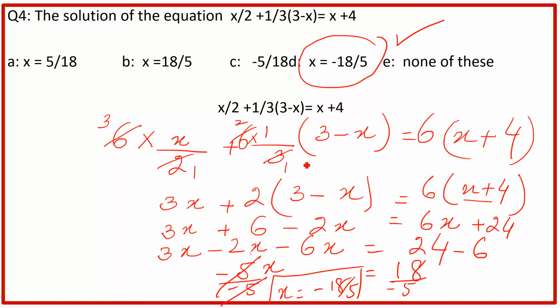If you want to check whether your answer is correct or not, put x equal to minus 18 over 5 in this equation, in this question. You will get both sides equal.